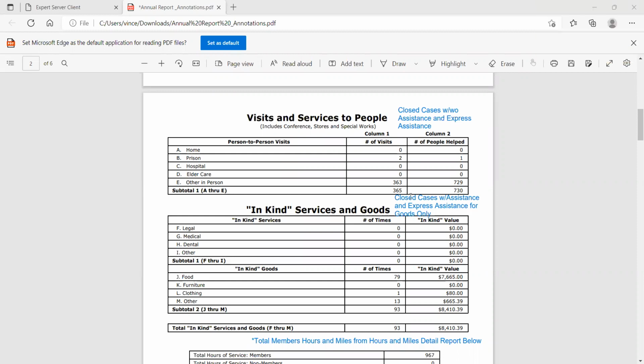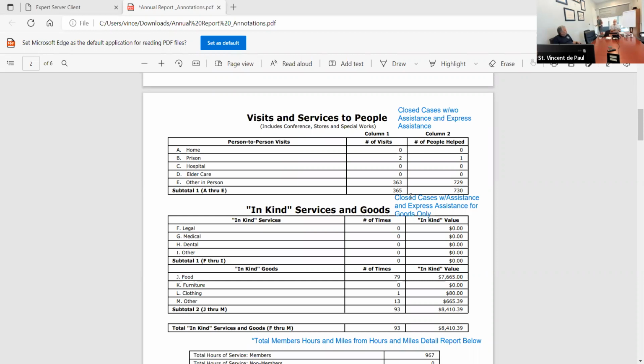Right. So if you close that case without assistance, which you can do, what's going to happen is, depending upon the visit type, let's say that it was other in person, CMS would update the number of visit count by 1, but it would not update the number of people helped because you didn't help somebody. You closed the case without assistance.